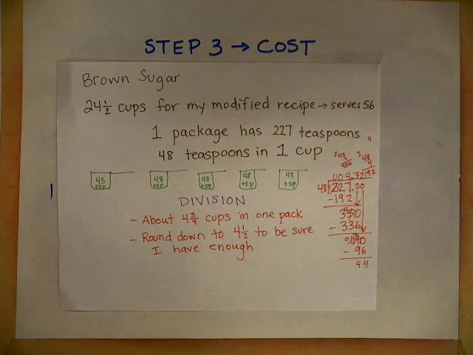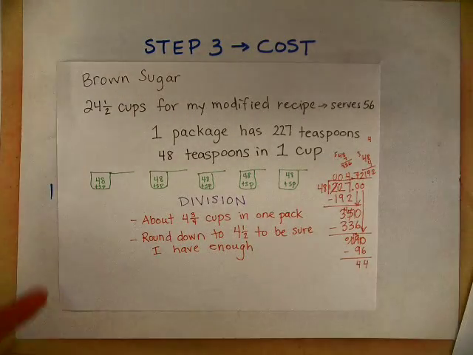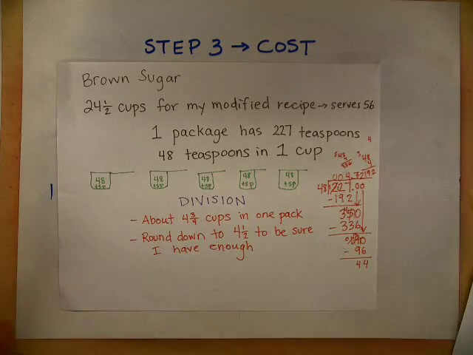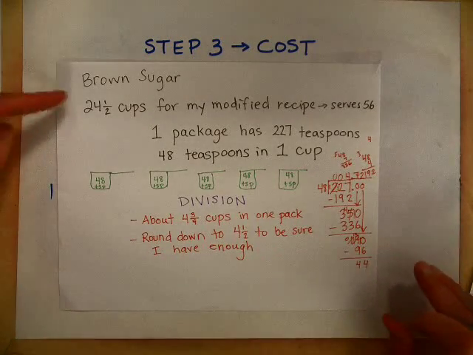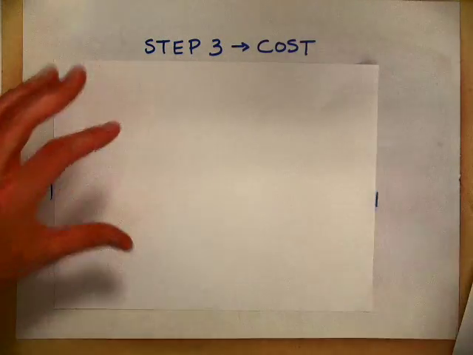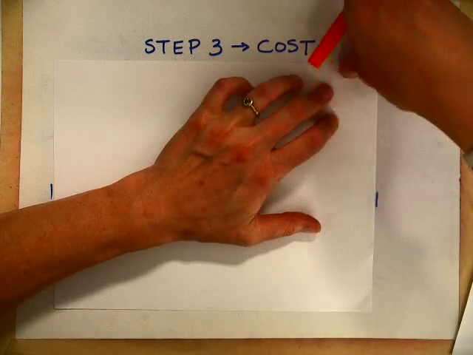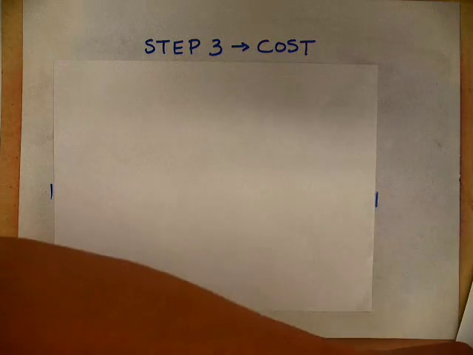Okay, so that's that part. All right, now the next step is very similar. Now that we have our bag of brown sugar converted into cups, I can figure out how many of the bags I need. So I have not 200, not dealing with the teaspoons anymore.